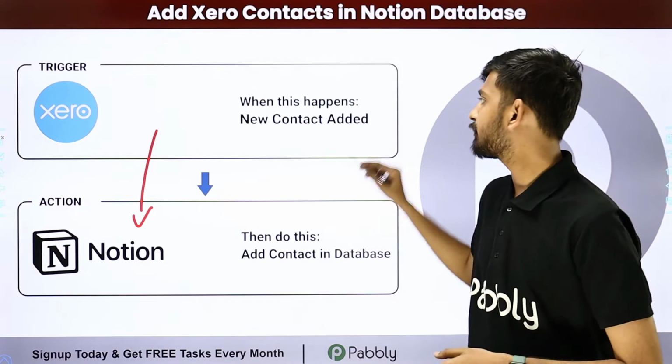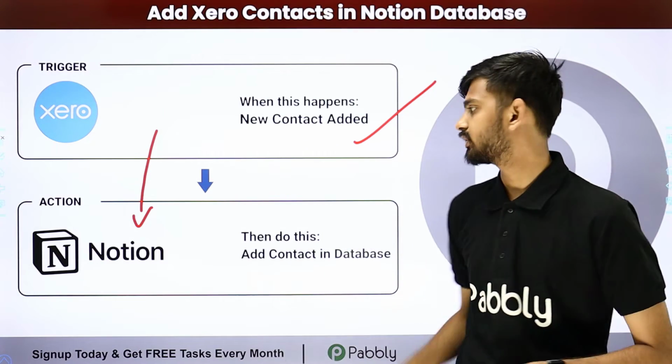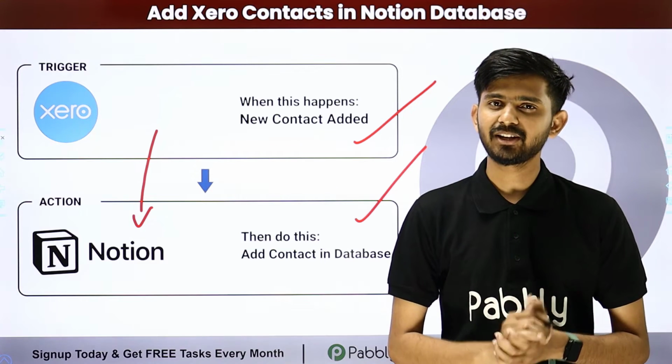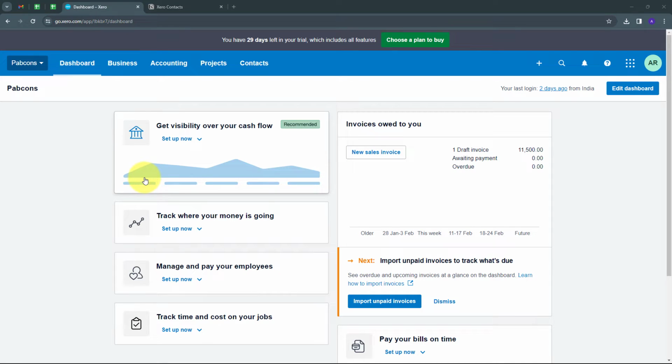In trigger application, I'm going to use Xero. In action application, I'm going to use Notion. So how I'm going to build this connection? For that, let me take you to my computer screen. I hope all of you can see my computer screen.